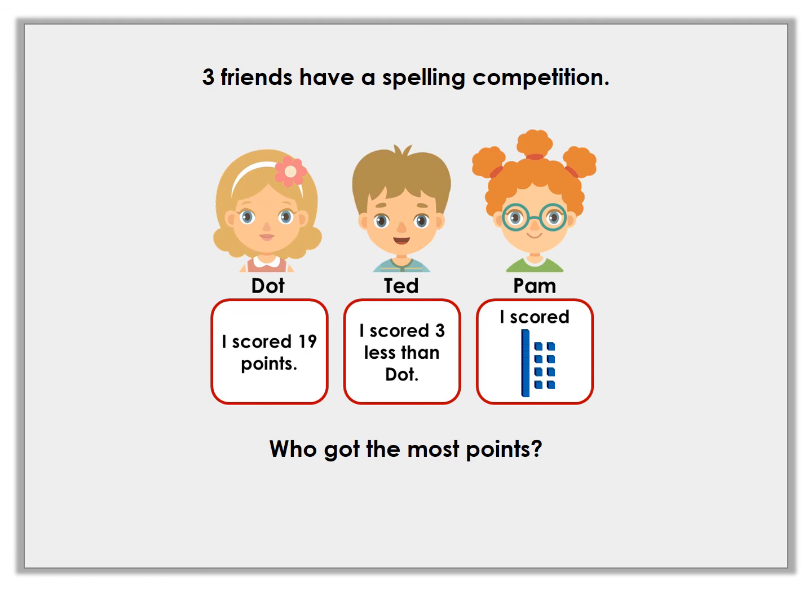Right, 3 friends have a spelling competition. So we've got Dot there, she's got a flower in her hair. We've got Ted and we have Pam. Dot scored 19 points. Ted scored 3 less than Dot. So we need to find that number track and find 19 and jump back 3. 16. Ted scored 16, well done. And Pam scored 10, 11, 12, 13, 14, 15, 16, 17, 18. So we've got 19, 16 and 18.